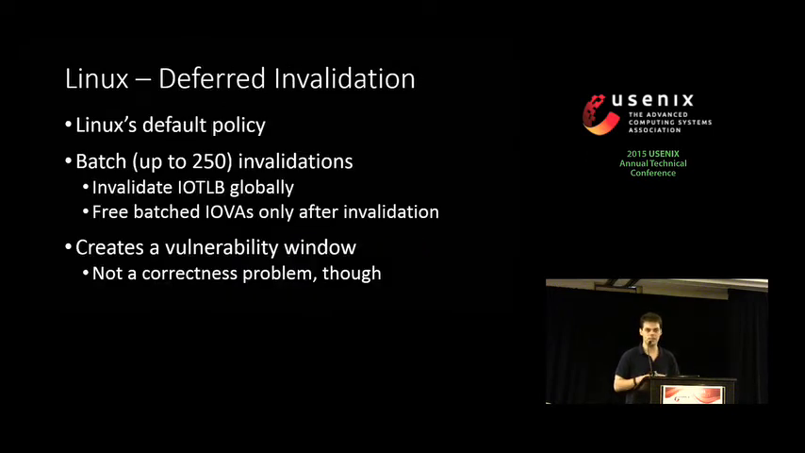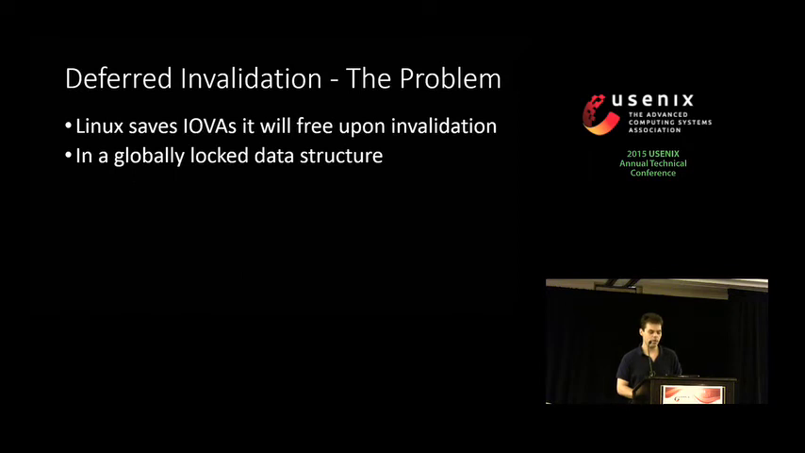So what does Linux actually do? Well, Linux batches up to 250 of these invalidations and then carries out one global IOTLB invalidation that invalidates all of them. And after this invalidation has taken place, it can go and free the IOVAs back for reallocation. That introduces some vulnerability window in which the device can keep on accessing entries that were already removed from the table. It does not introduce a correctness problem because these IOVAs won't be reallocated until an invalidation has taken place. Okay, so what is the problem here? Well, Linux has to save all of these I/O virtual addresses to be freed only after invalidation has taken place, and it does that bookkeeping under a global lock.